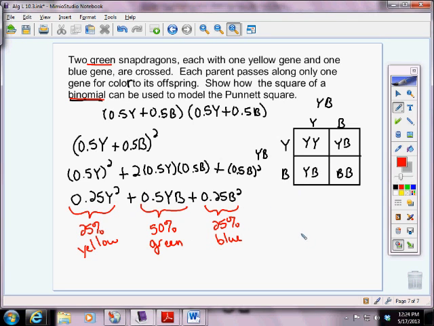So the square of a binomial can also show us the information on a Punnett square. So with all of these, ladies and gentlemen, remember, focus on the special product patterns, and hopefully that can make the math a little bit simpler for you.